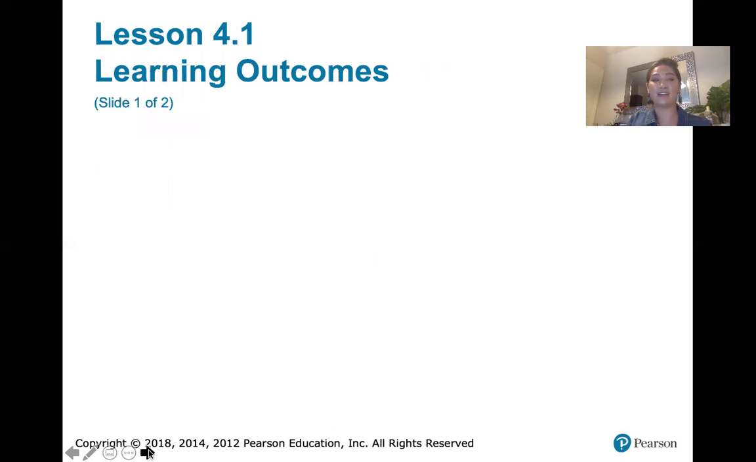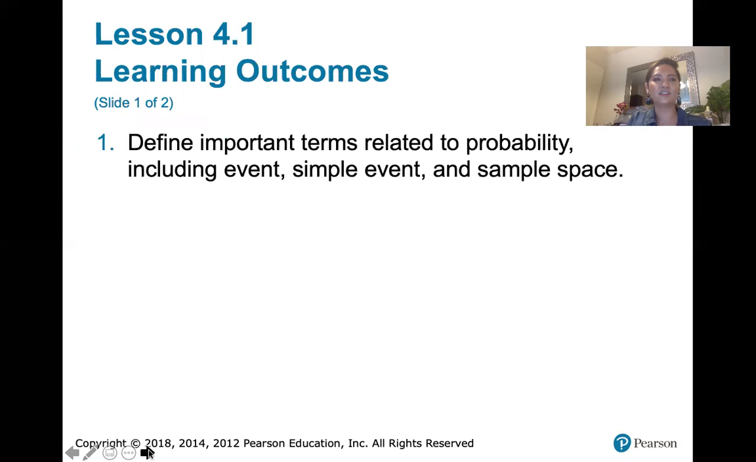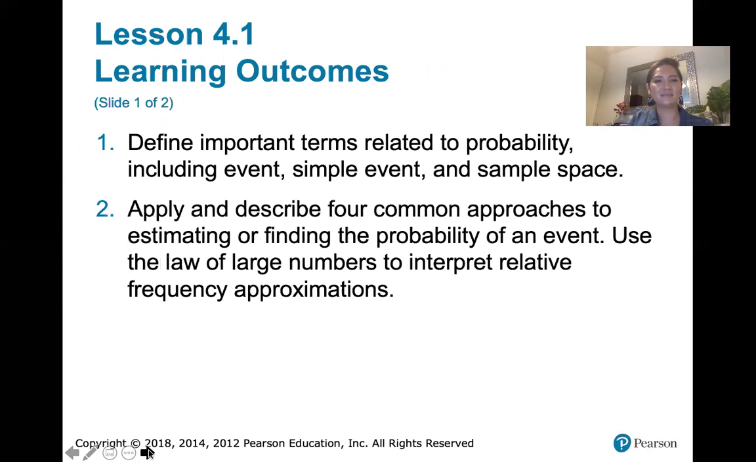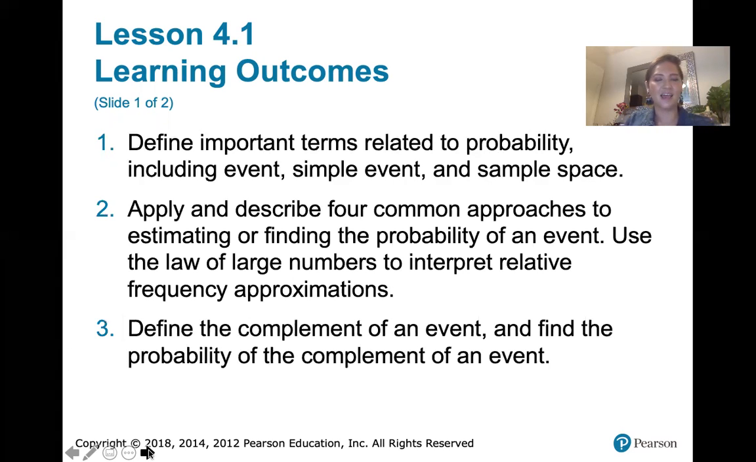So we actually have 5 learning outcomes for this lesson. The first is to define some important terms related to probability, including events. We're going to talk about simple events and then sample spaces. And then we're going to talk about how to calculate probabilities. We're going to describe 4 common approaches to estimate or find the probability of an event. And then we're going to talk about the law of large numbers and how that can be used to interpret relative frequency approximations. And third, we're going to define the complement of an event and find the probability of the complement of an event.